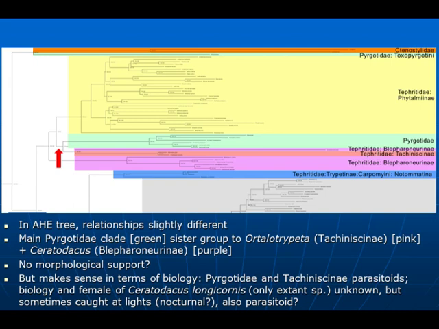In the AHE tree, the relationships are slightly different. The main Pyrgodidae clade is sister group to Ortalotripida of the Tachynicinae plus Ceratodacus. I can't think of any morphological support for that taxon, but maybe it makes sense in terms of biology. Pyrgodids and tachyniscids are parasitoids. We don't know what Ceratodacus does, but it has been collected at lights, so maybe it's nocturnal, maybe it's a parasitoid.